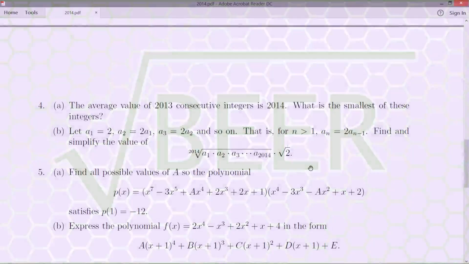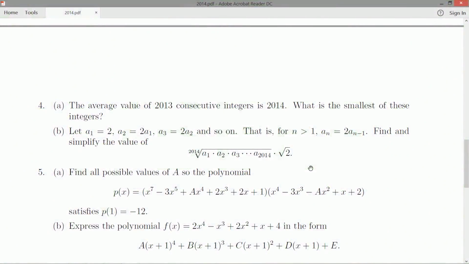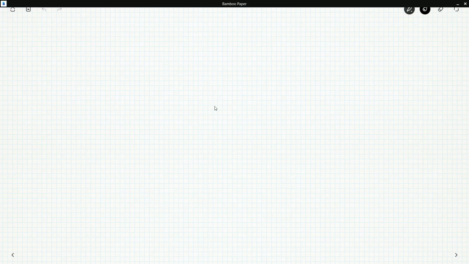We're looking at question 4 on the 2014 MMC Manitoba Mathematical Competition. So, A part, the average value of 2013 consecutive integers is 2014. What is the smallest of these integers? Okay. So we've got consecutive integers, and so while we don't know what they are, we do know how they look. And we want the smallest.